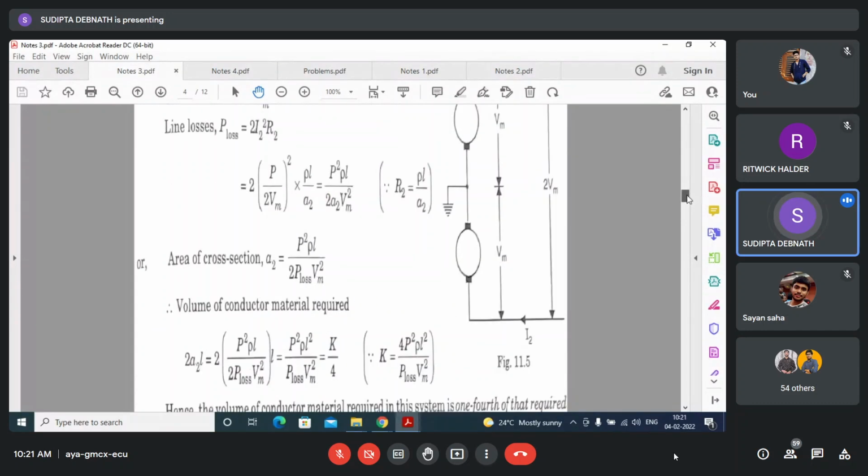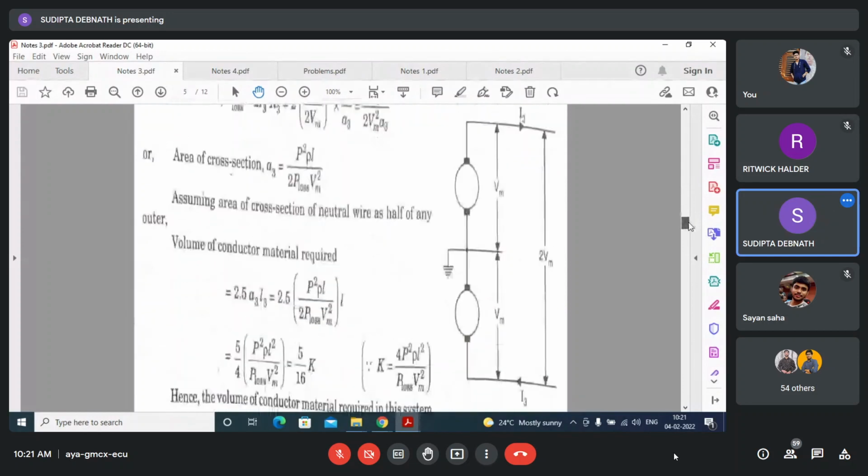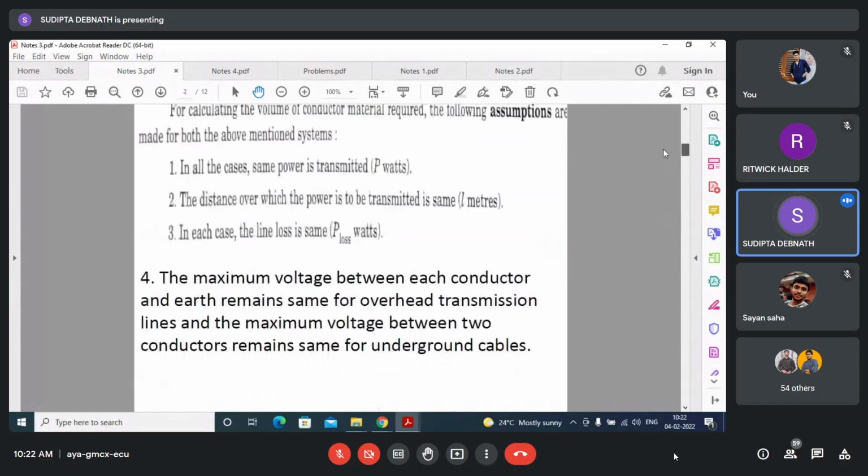Now the third one is the DC 3 wire. That means the earth wire is also available. This is the difference. And similar is for AC single phase also. So let us go through one by one.